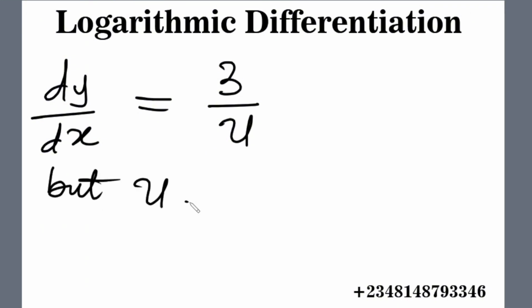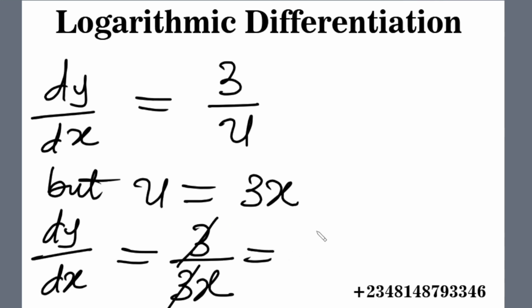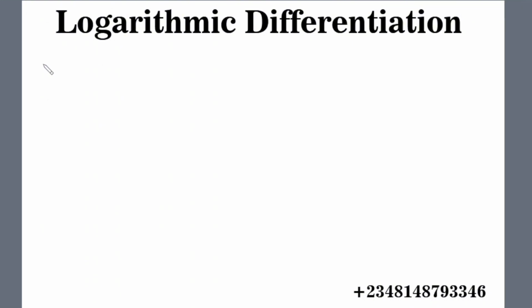But u equals 3x. Now let's substitute the value of u into this. We have dy all over dx equals 3 all over 3x. 3 cancels 3, so we are left with 1 all over x. Now let's take another example.